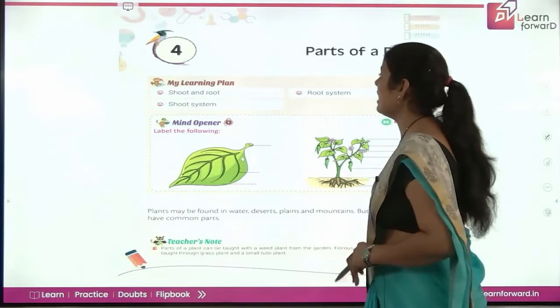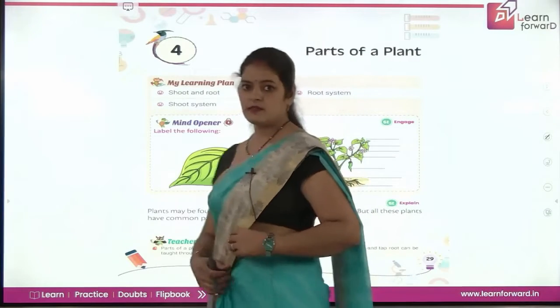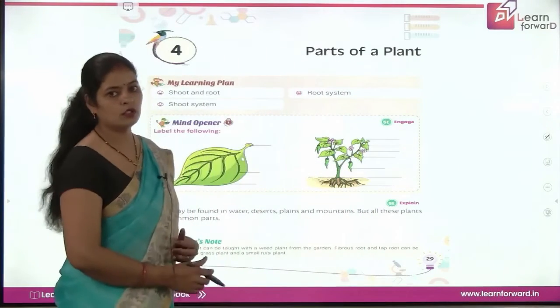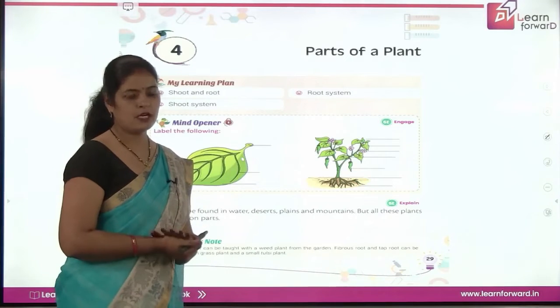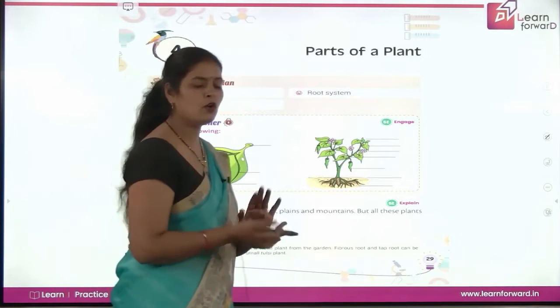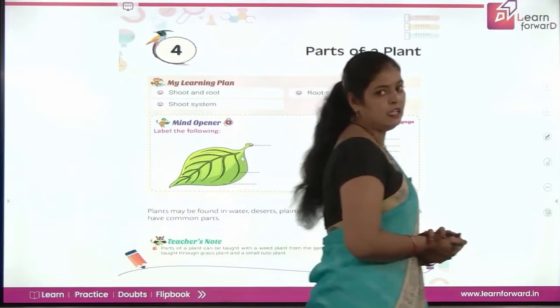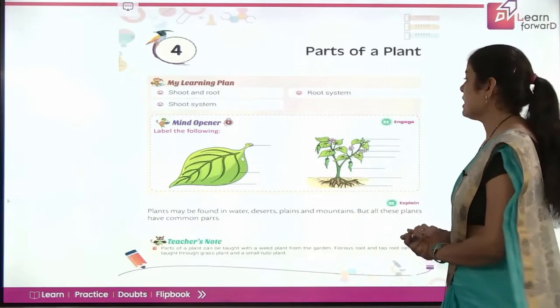So you all have seen plants? Yes, whenever you go out you see many plants. All are different in shapes and sizes, and all have different shapes of leaves as well. So let's start with this activity.